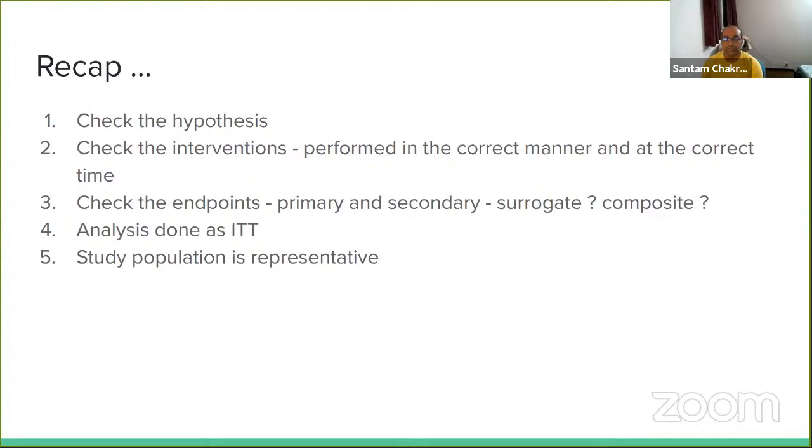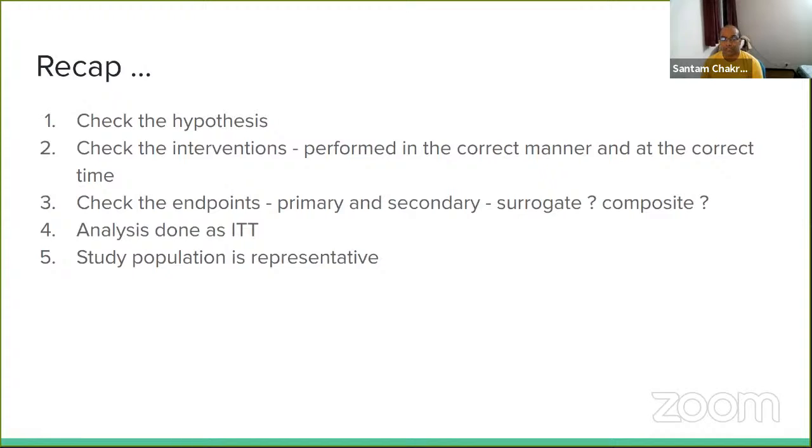Check the interventions that have been performed, particularly when you have studies which incorporate multimodality treatment. It is extremely important that the interventions that have been done, especially in the control arm, are standard and have been performed in the correct sequence and correct manner.